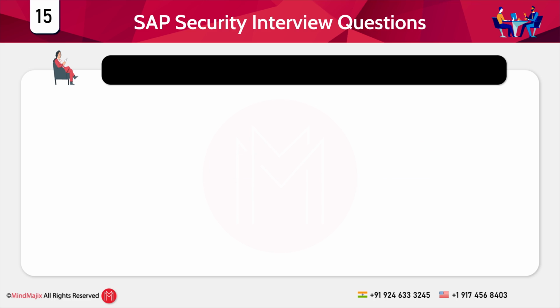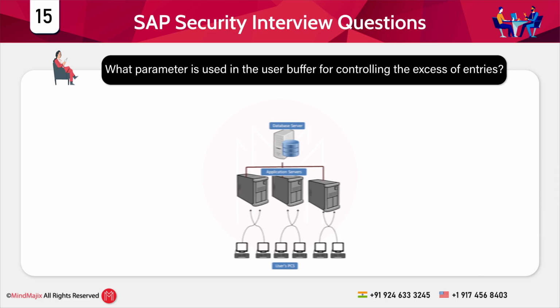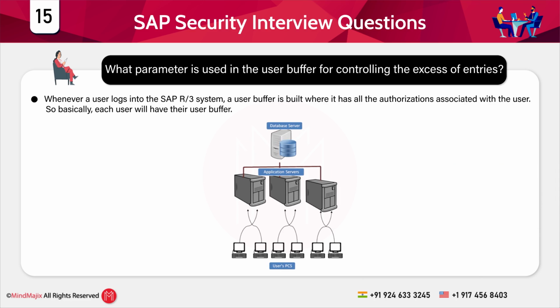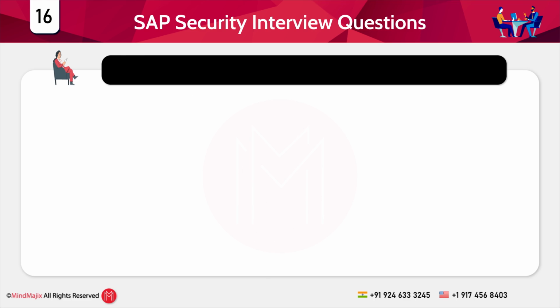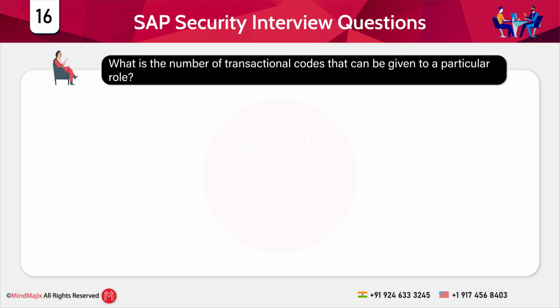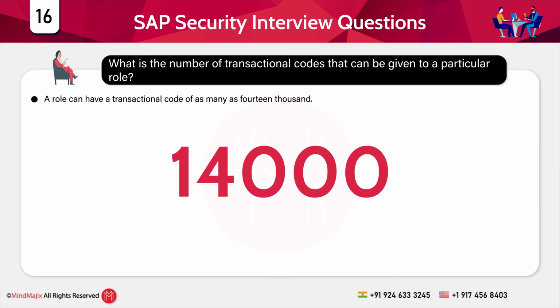The next question is, what parameter is used in the user buffer for controlling the excess of entries? The user buffer looks at the entries and it has to control them because they shouldn't exceed a particular limit. The parameter which is used for this is authorization/number_in_userbuffer. The next question is, what is the number of transaction codes that can be given to a particular role? A role can have as many as 14,000 transaction codes.